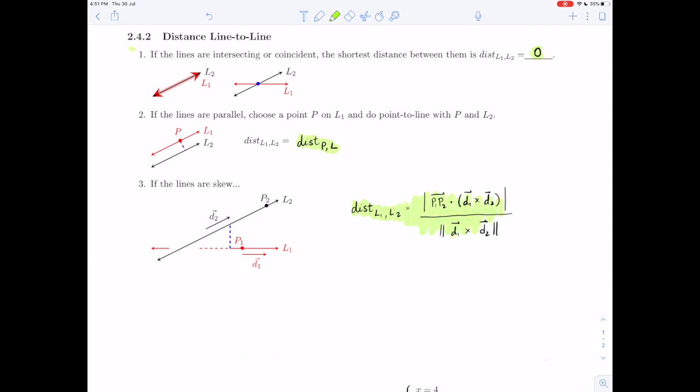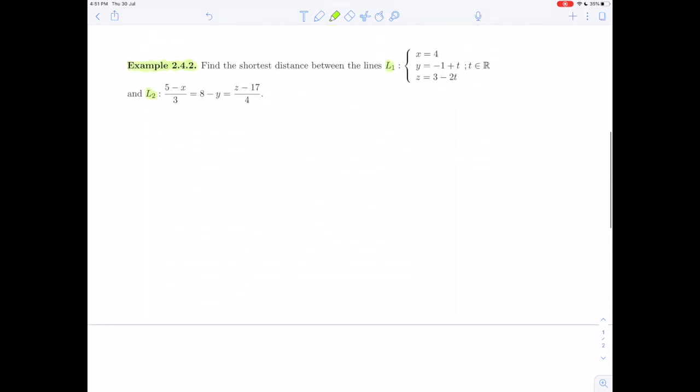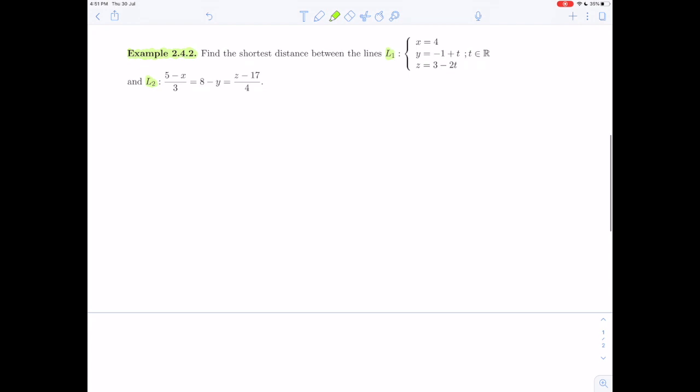So the first thing that we have to do is decide what the relative position is of our lines, and then we can apply the appropriate formula. So let's go back to the problem and determine the relative position of these lines. The first thing we can see on line 1 is the point that is given by the constants. So our point P1 is the point 4, minus 1, 3. We can also see the direction vector that was used to define L1. That's the coefficients of t, so 0, 1, minus 2.